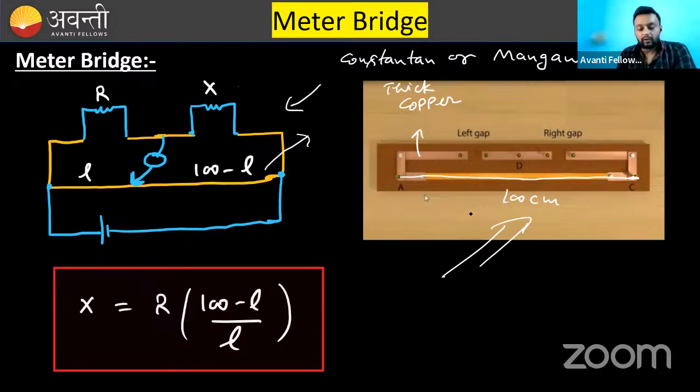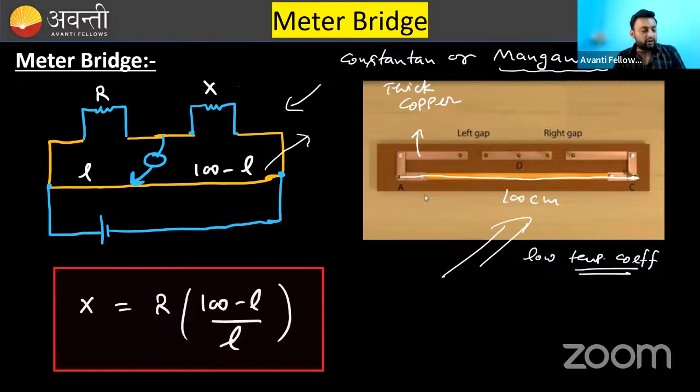Clear? Now, why is it made of manganese? This is sometimes asked: why is this wire made of manganese? Because this manganese wire has a low temperature coefficient. What is the meaning of low temperature coefficient? It means if you increase the temperature by many folds, the change in resistance will be negligible. Remember these things I am telling you. Remember this question: why is it made of manganese? Because it has a low temperature coefficient. Clear?